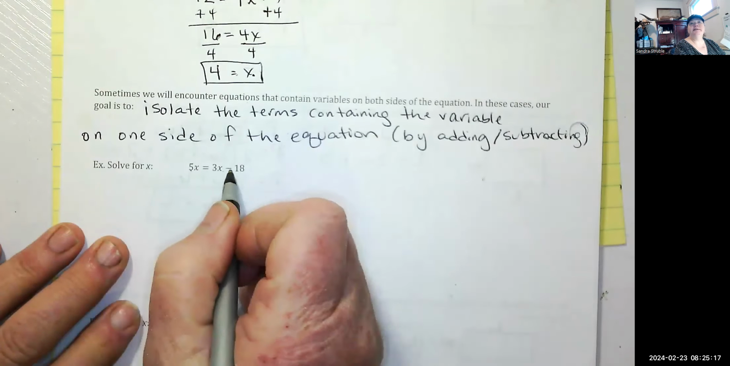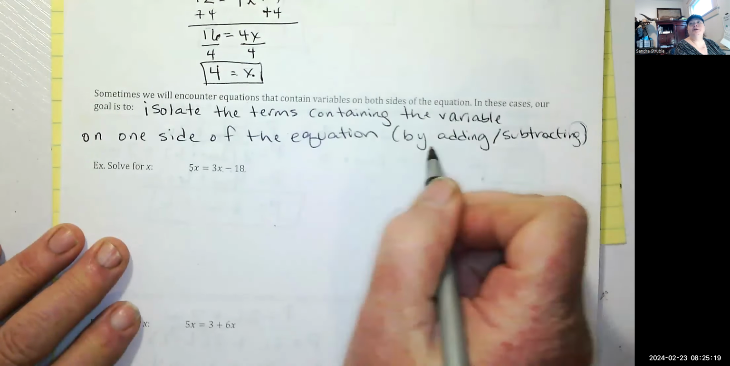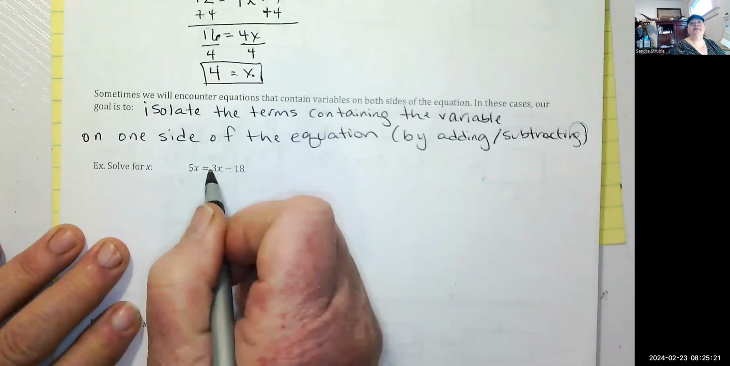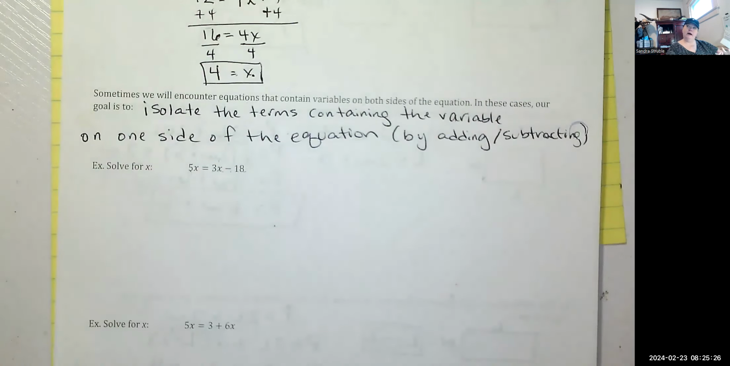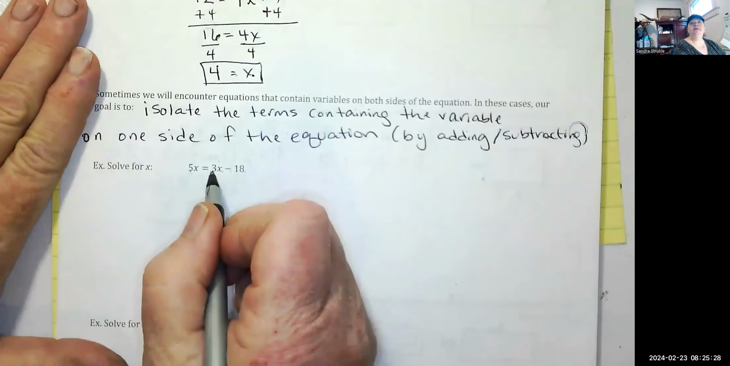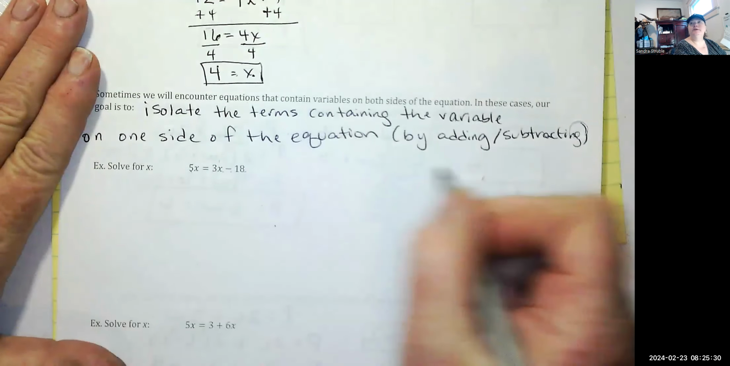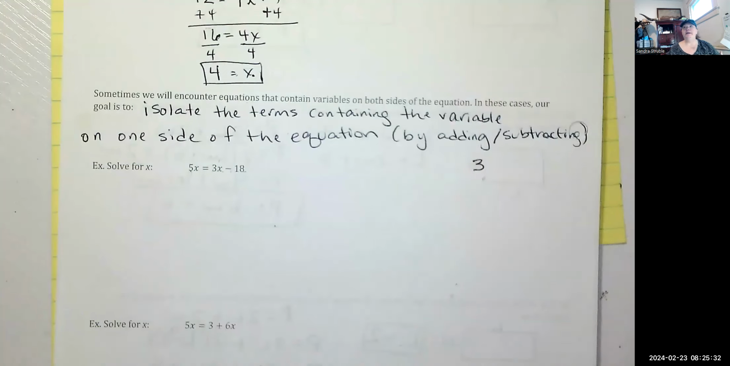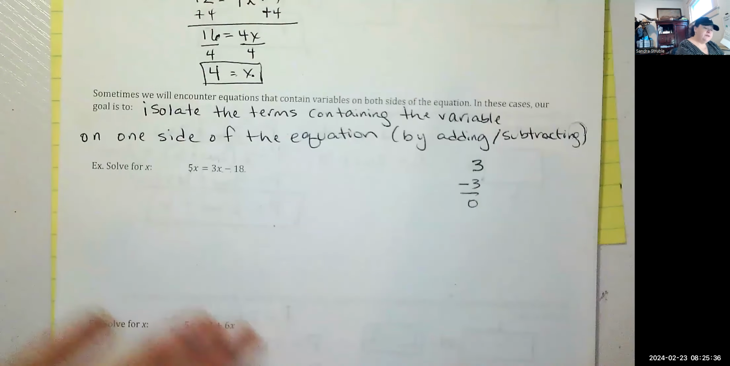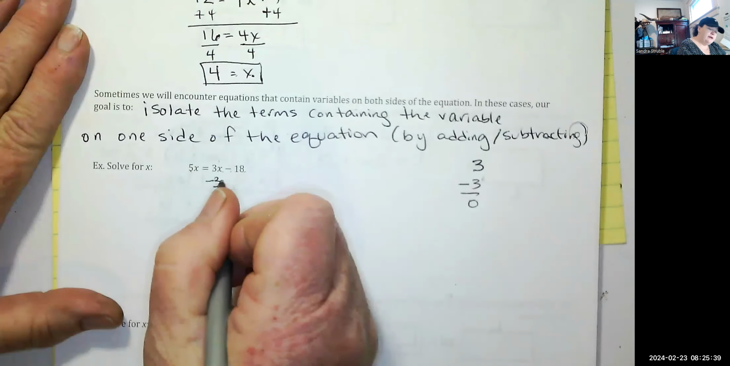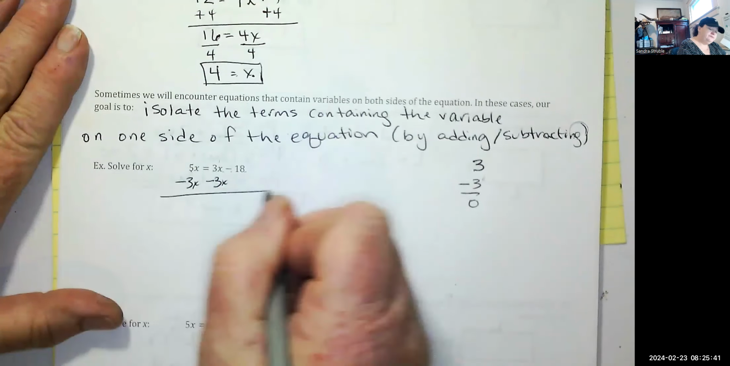5x is equal to 3x minus 18. So in this case, they're wanting us to get the 3x moved to the other side with the 5x so that all the x's are together on one side. To do that, the 3 is positive on one side. So if we have a 3, how do we get rid of a 3? We subtract 3 to get a 0. So I'm going to subtract 3x from both sides.